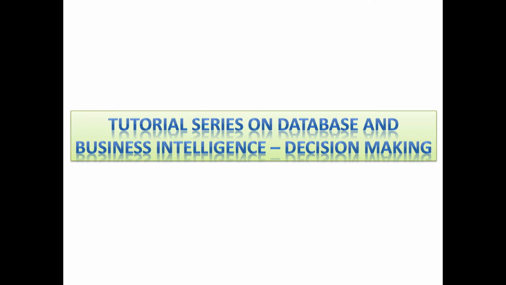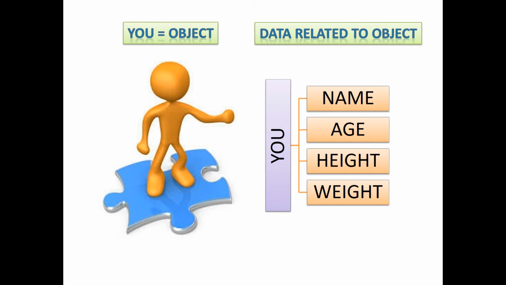So getting started with the terms, the initial term: what is data? Data is the simplest form of business intelligence. Here's an example. Consider you as an object. The things which are related to you can be name, age, height, and weight. These are the characteristics or the data which is related to you.